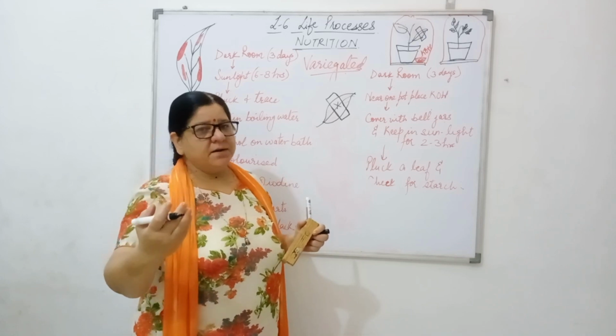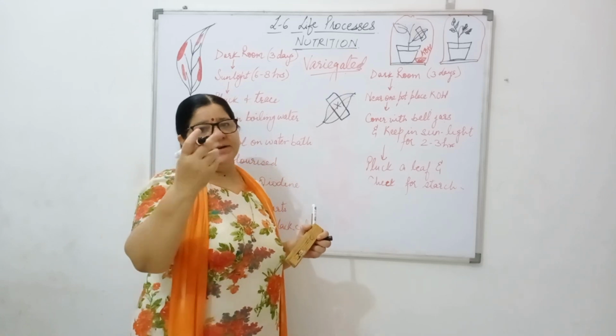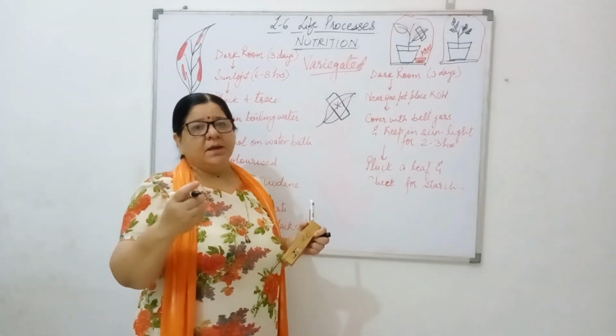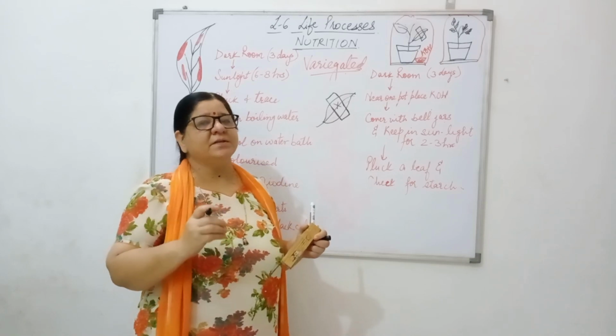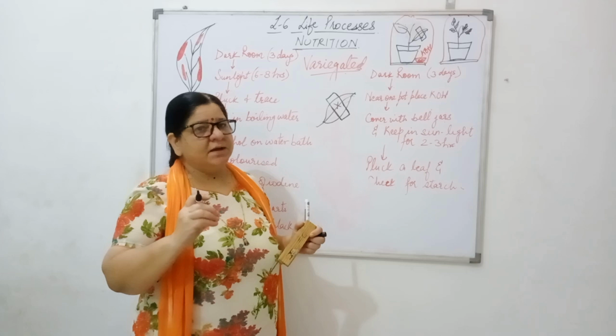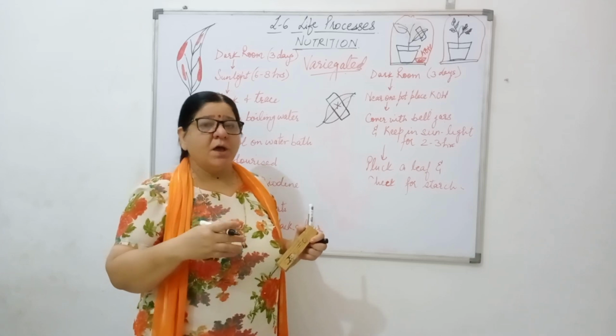So carbon dioxide the plants get from the atmosphere, right? Water it absorbs through roots. Sunlight, of course, from the sun, and chlorophyll is present inside the chloroplast in the leaves. This is how the plants can prepare their food.